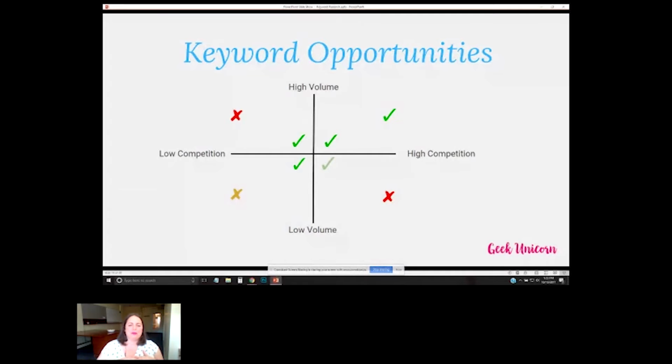Again, I don't necessarily recommend it because it's going to be so hard to find. High competition, high volume: if you can afford it, hell yeah, go for it. If you want to spend the time content marketing the hell out of it, paying for ads, then please, by all means, go for the high volume, high competition.